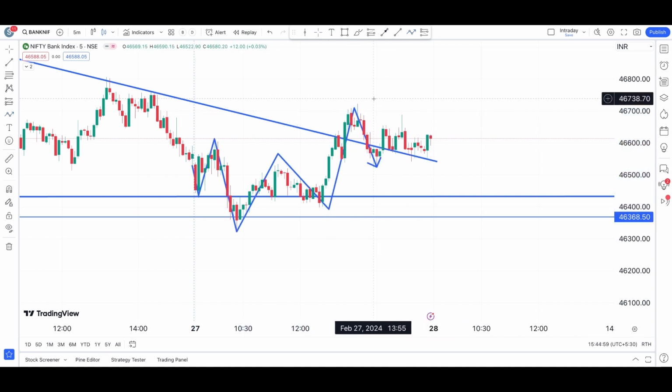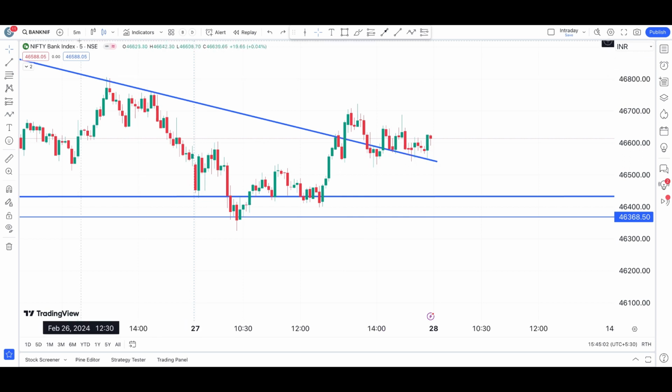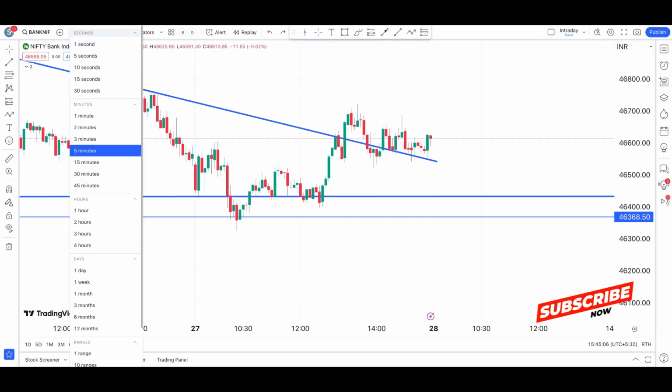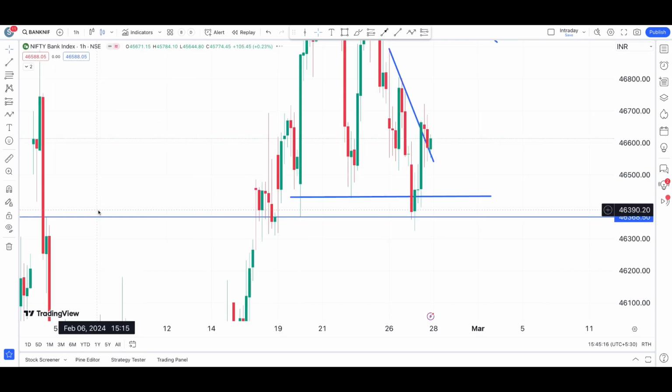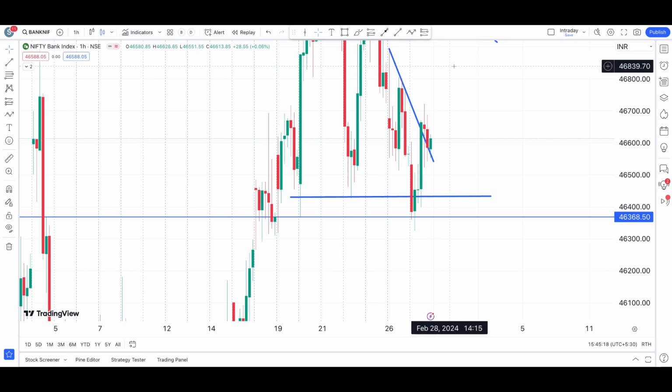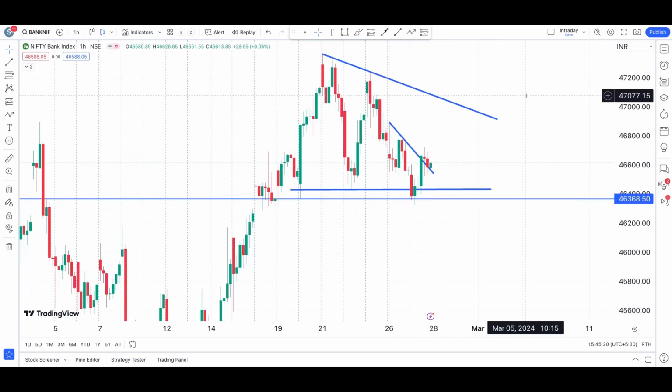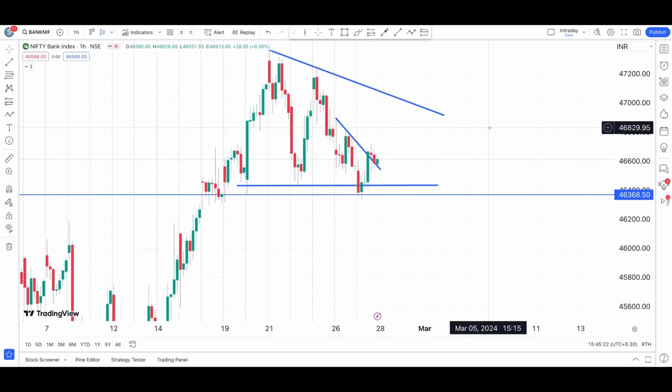But before we see how it went, it's always good to try to understand what's happening in the higher time frame, for markets or any particular instrument for that matter. You can pick either 15 minutes if you are following 5 minutes, or you can even pick an even higher time frame, which is a 1 hour time frame.